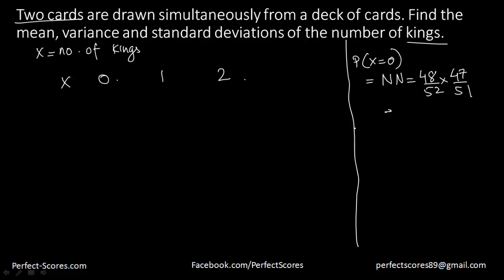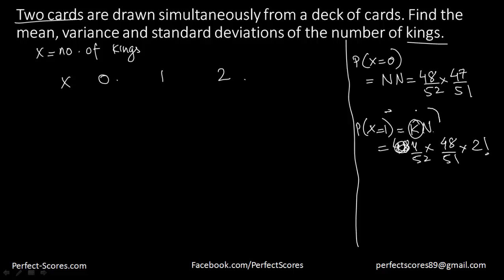And what about the probability of getting X equal to 1? That is going to be having a king and not having a king, which is the probability of having a king, 4 by 52, into the probability of not having a king, 48 by 51, into 2 factorial, which is the number of ways K and N can arrange themselves, either KN or NK, which is why I have multiplied it by 2. You can watch the initial probability videos if you want to understand why this 2 factorial. That's another way of looking at it.